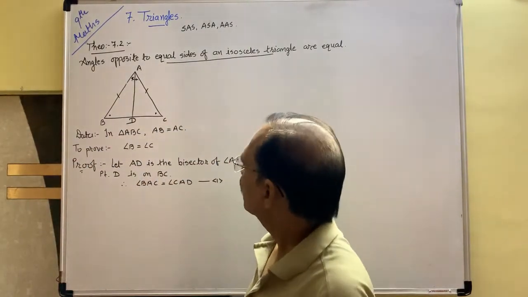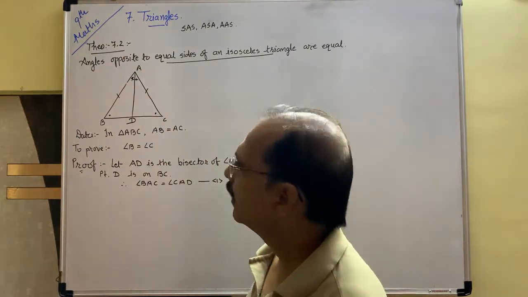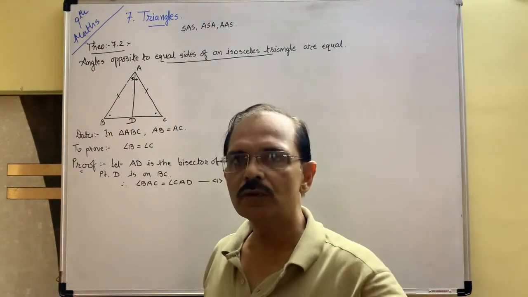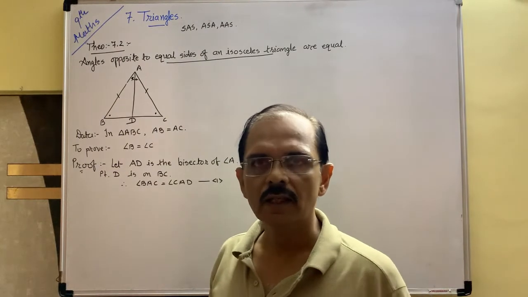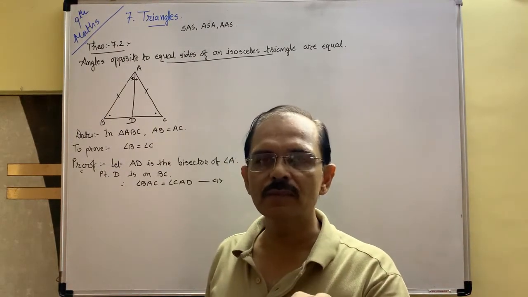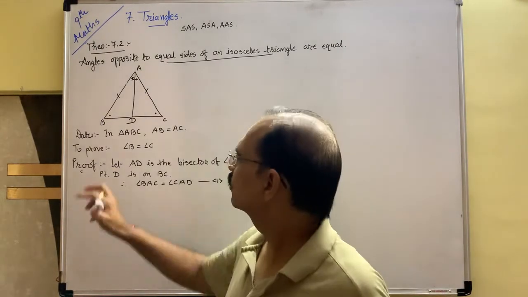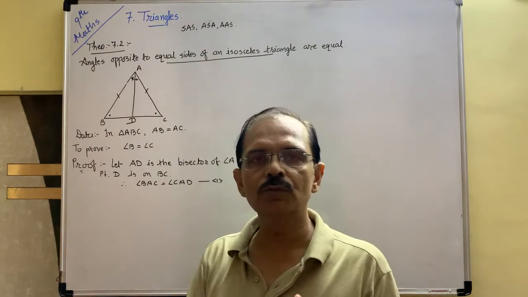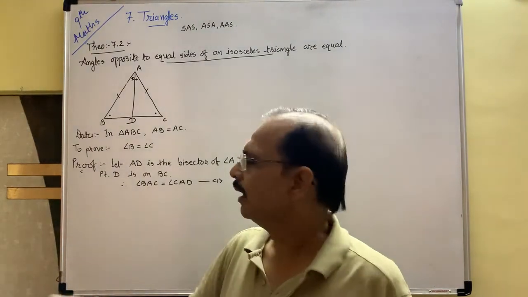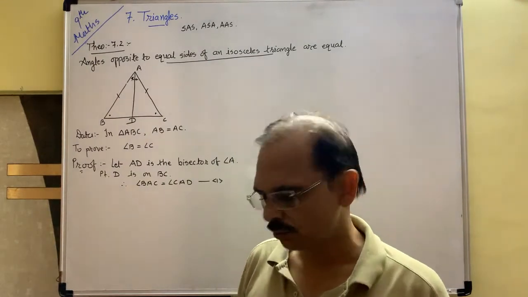Now take these two triangles. Which triangle? BAD and CAD. Try to prove that these two triangles are equal. If two triangles are equal, then by CPCT. What do you mean by CPCT? Corresponding parts of congruent triangles. If these two triangles are equal, then their corresponding parts are also equal. That means C and B are equal. Simple, that we have to prove.